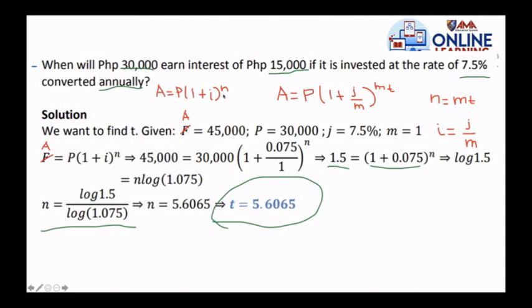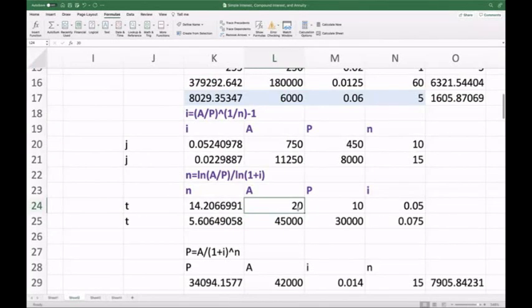Okay, let's go to the Excel file. So what's the A again? 45,000. Okay, A is 45,000. The principal is 30,000, right? Because the 30,000 earns interest, so the total is 30,000 plus 15,000, 45,000. So there, indeed, it's here: 45,000, 30,000, 0.05, and then this is the answer.